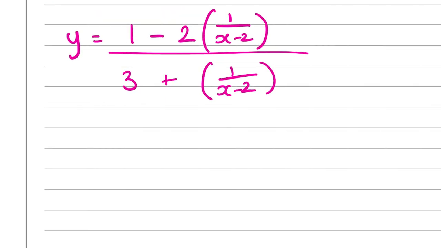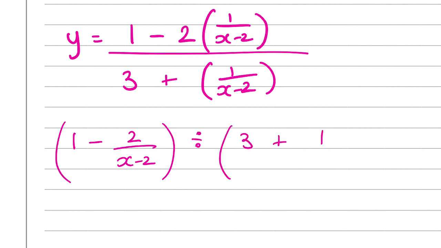Right, so, really simple. Let's think about what we're doing. Now, when I have these types of questions, sometimes I find it easier to lay it out like this. 1 minus 2 over x minus 2, divided by 3 plus 1 over x minus 2. Okay? Because that's technically what's happening. And it's nice for us to be able to see this.